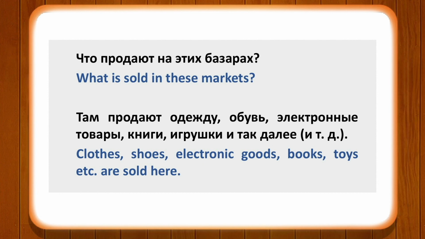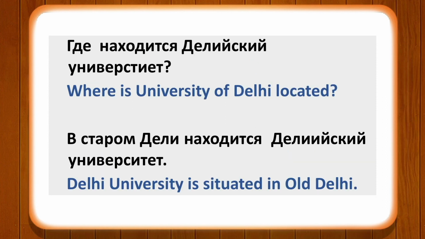Next question is, что продают на этих базарах? What is sold in these markets? Там продают одежду, обувь, электронные товары, книги, игрушки и так далее. Clothes, shoes, electronic goods, books, toys, etc. are sold here. Next question is, где находится Делийский университет? Where is the University of Delhi located? В старом Дели находится Делийский университет. Delhi University is situated in Old Delhi.